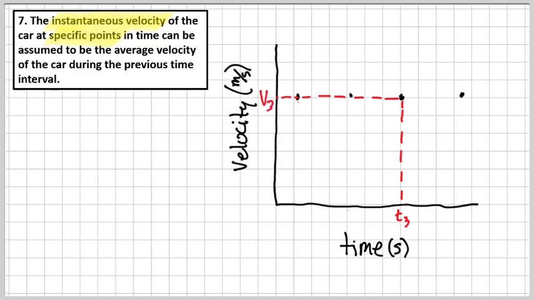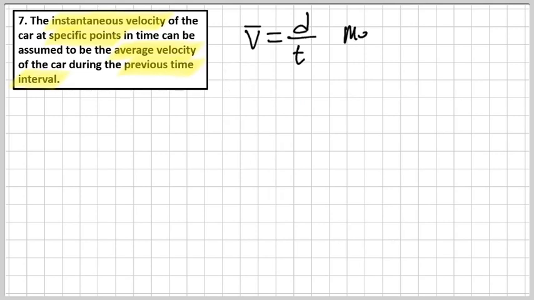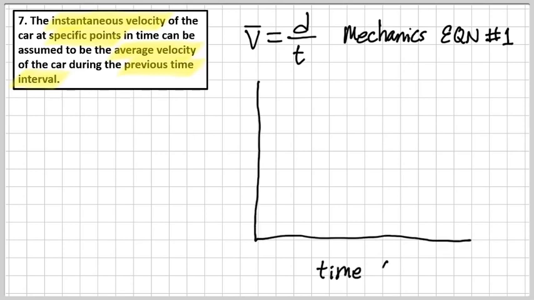Well, to do this, we have to make use of the fact that we're going to use the average velocity during the previous time interval, the time interval before t1, the time interval before t2, and the time interval before t3. So to find average velocity, we know that it's displacement over time, and that's the mechanics equation number 1 on your reference tables. So let's look at what your displacement versus time graph should look like. It should look something like this.